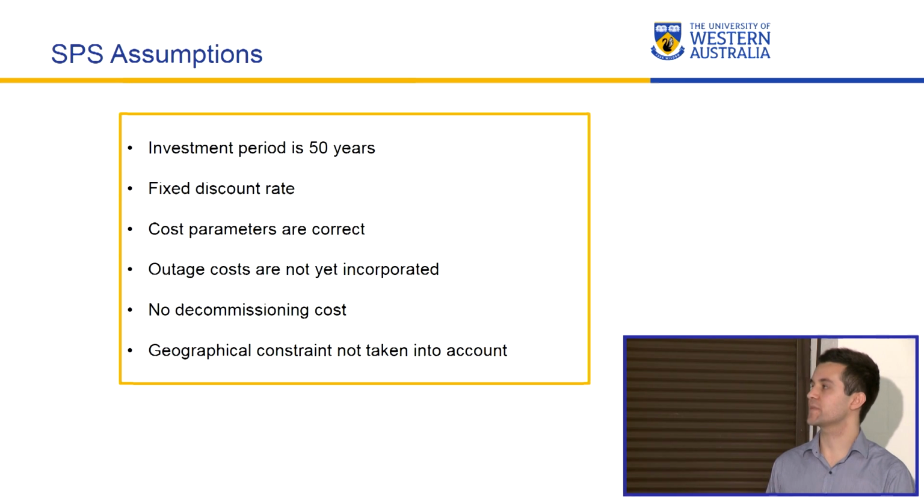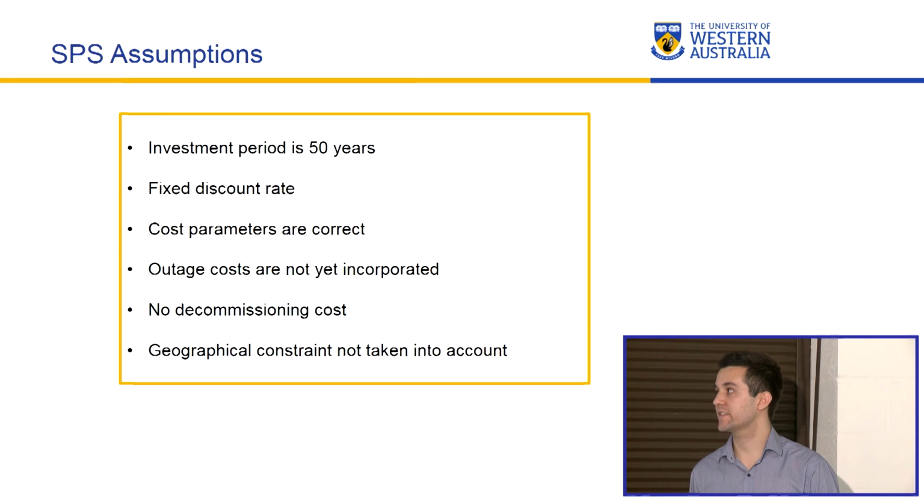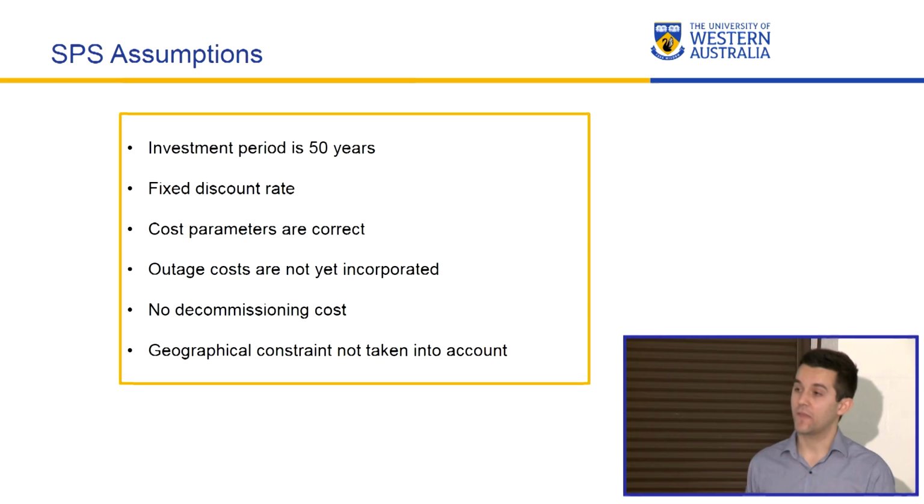So just again, some assumptions we've made for the model. We based it on a 50-year investment period. We used a fixed discount rate again. The cost parameters were assumed correct, but they may not be. They may change over time. Of course, the cost of renewable technology is likely to decrease, so that is something we should model in the future.